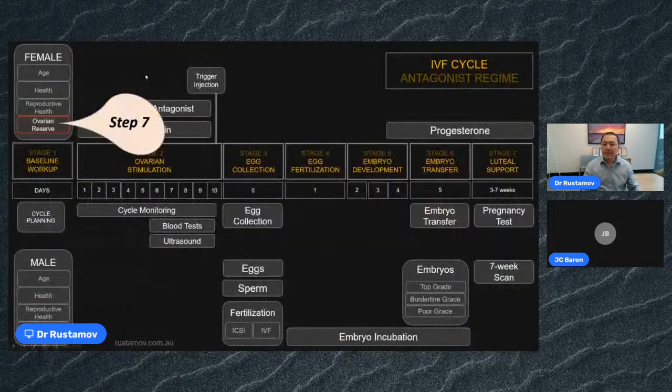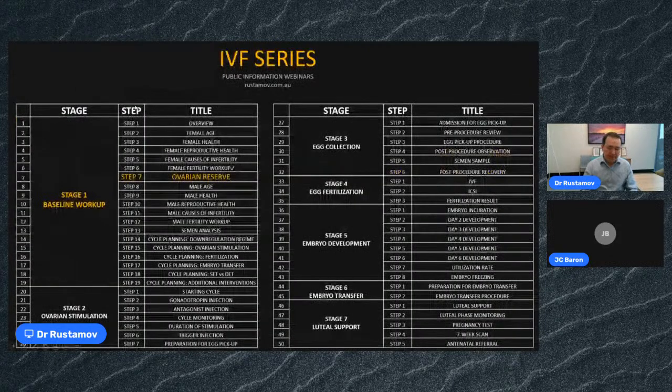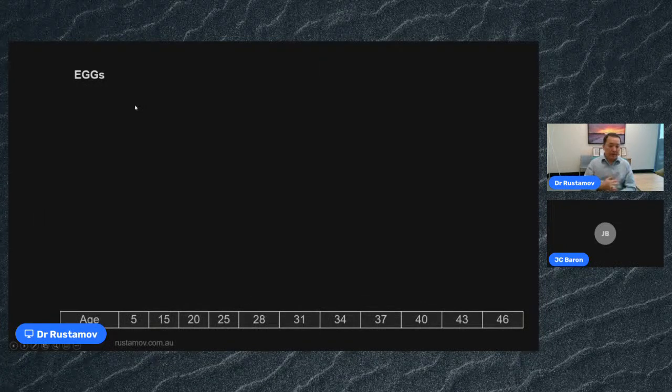So this is step 7, the last presentation in the female workup series. First we will understand ovarian reserve. Second, we will discuss markers of ovarian reserve, and third, how we use this information to formulate the right treatment for the couples.